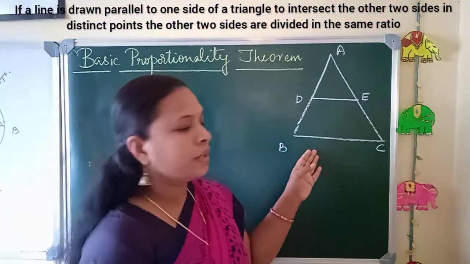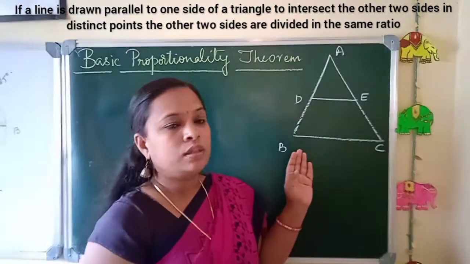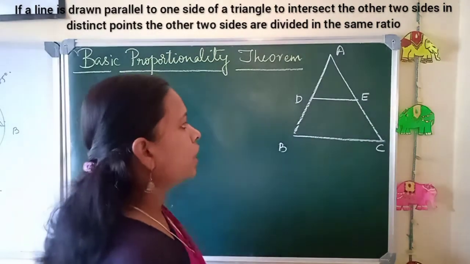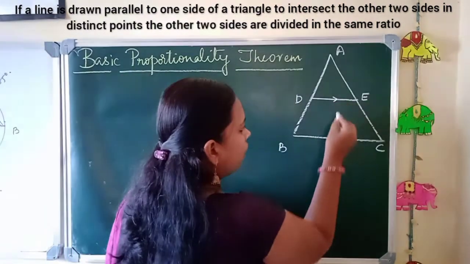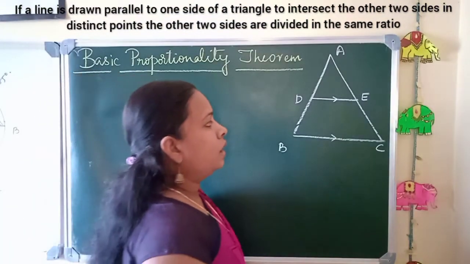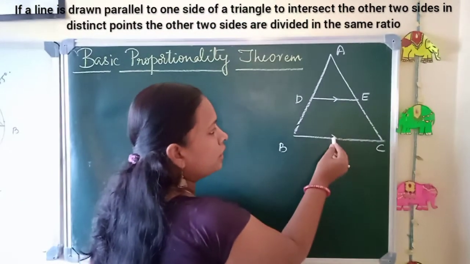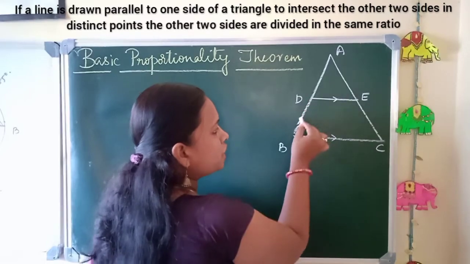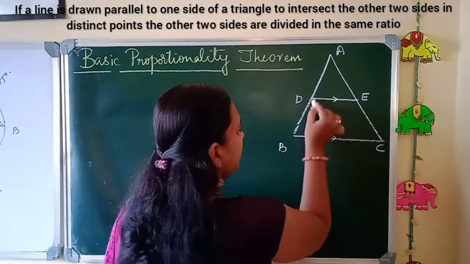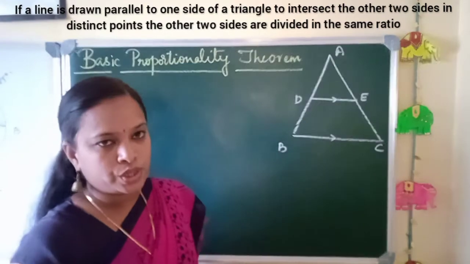Now this is a figure related to the theorem. According to the theorem, if a line is drawn parallel to one side of the triangle, so now this is a line which is drawn parallel to one side of the triangle. You have to prove that the ratios of the sides are equal. That means you have to show AD by BD is equal to AE by EC. This is what you need to prove.